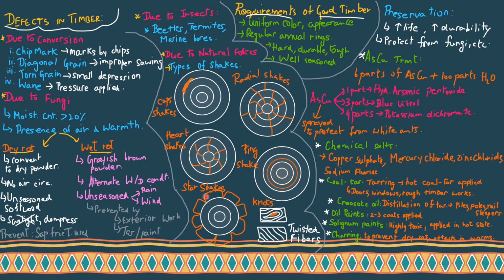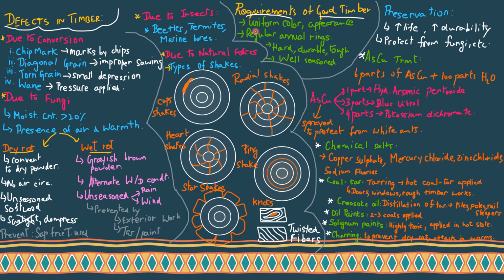And the next is star shakes. The outer thing you can see is similar to that of a flower. That's a star shake. And this is radial shakes. From the center to the exterior, it just penetrates in the form of radials. And ring shake. Similar to this concentric circle, there is also another type of defect being observed. And this is knots. Knots is nothing but along the grain direction, in between there will be a knot. And twisted fibers, they will be twisted along the directions. And next is requirements for good timber.